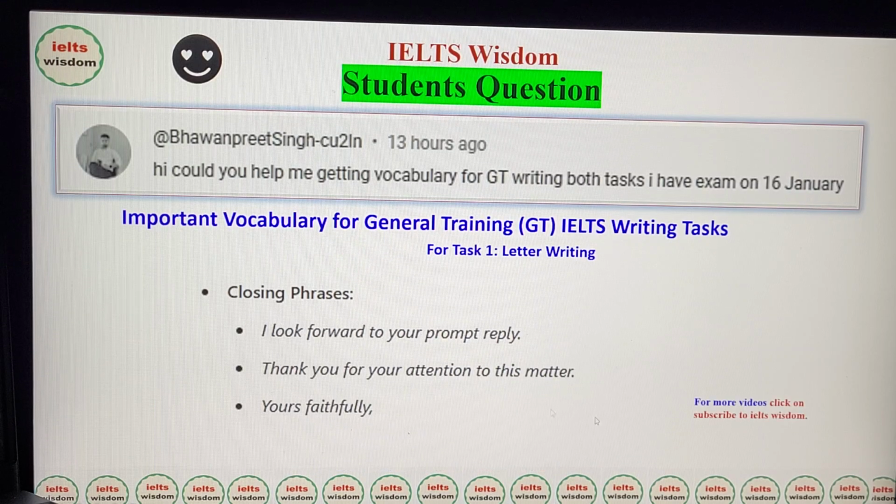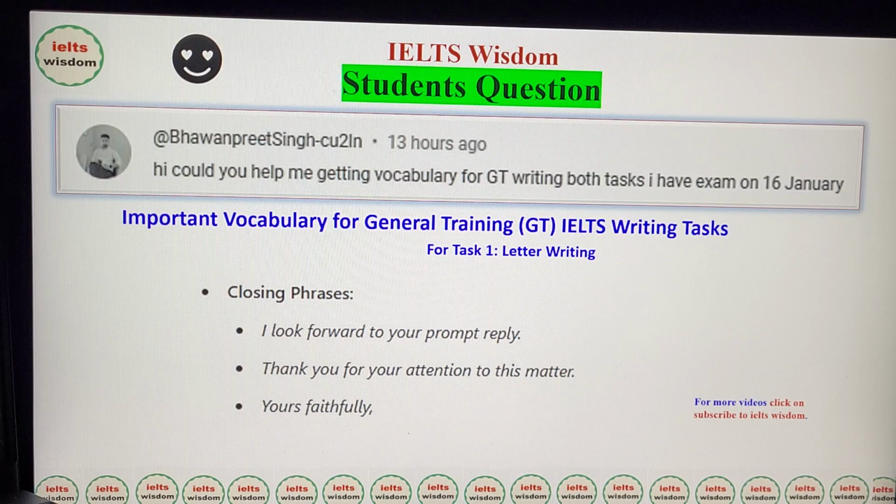Okay, so now we are very close to our end, so you can also say closing phrase, right? So how you can close your writing task. You can always close your writing task with "I look forward to your prompt reply", because you are complaining. The hotel manager will respond to you on the basis of your letter of complaint. So you can also write your concerns in your closing phrase. In the closing phrase, you can always ask them for a prompt reply.